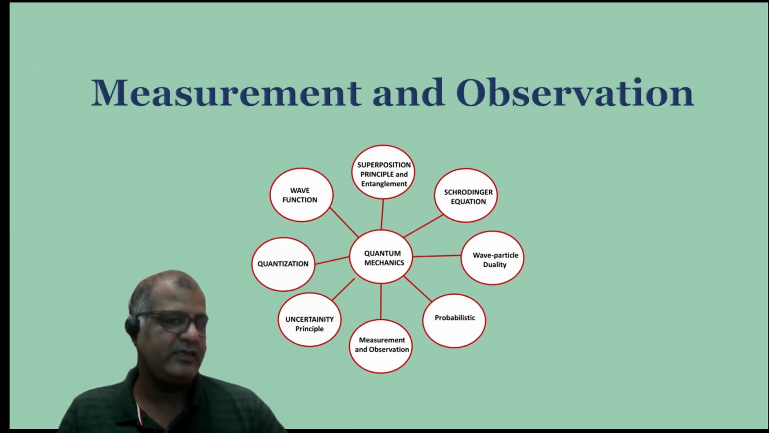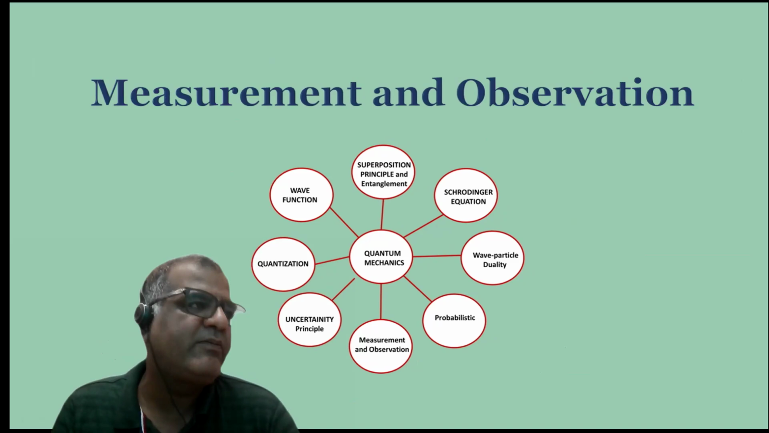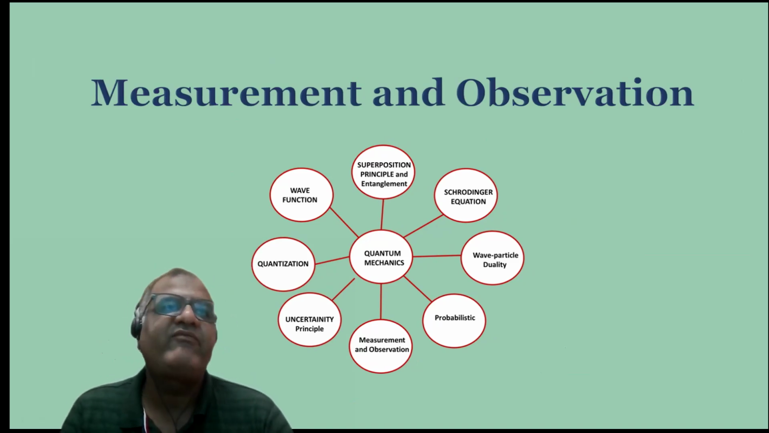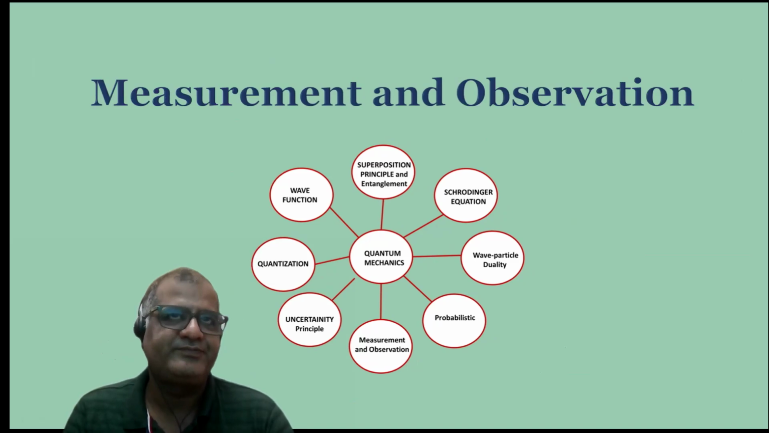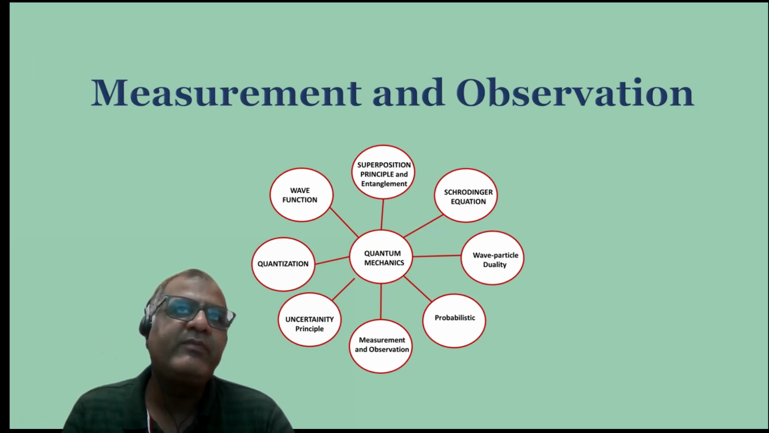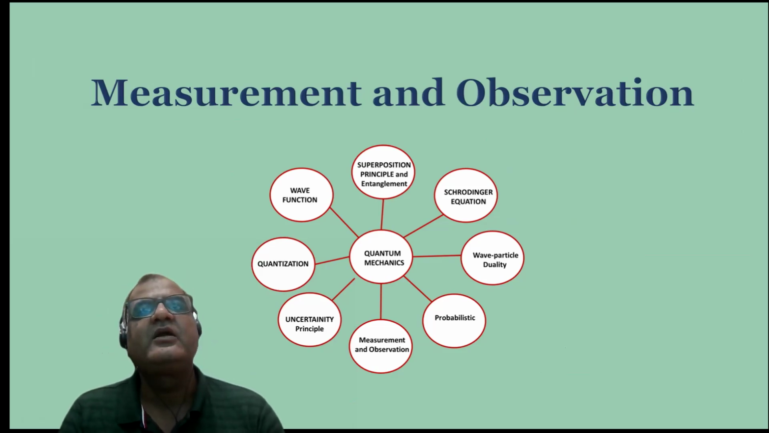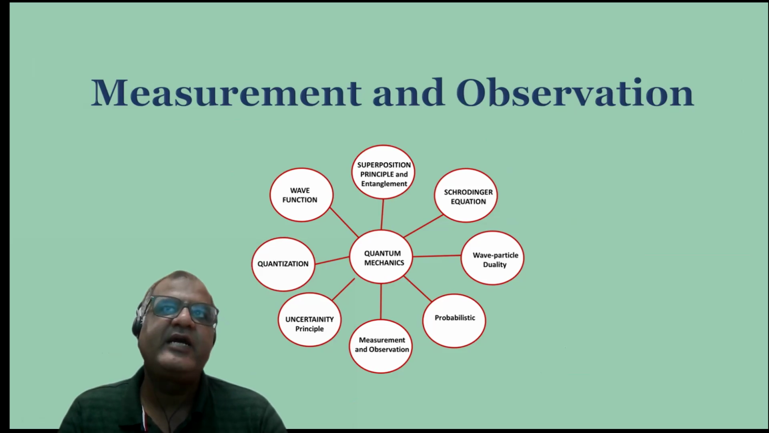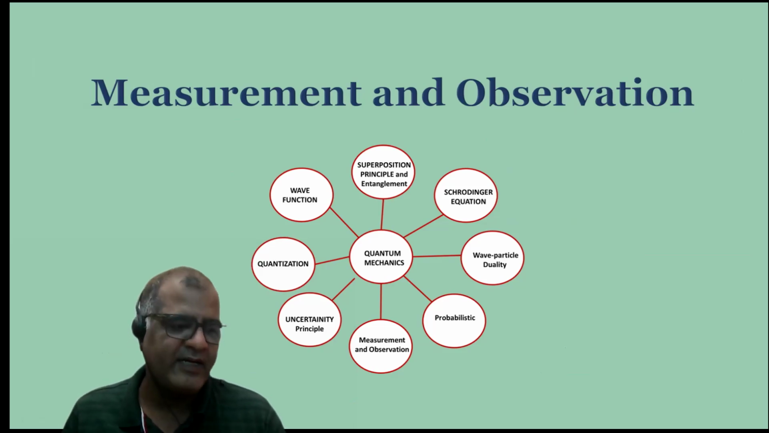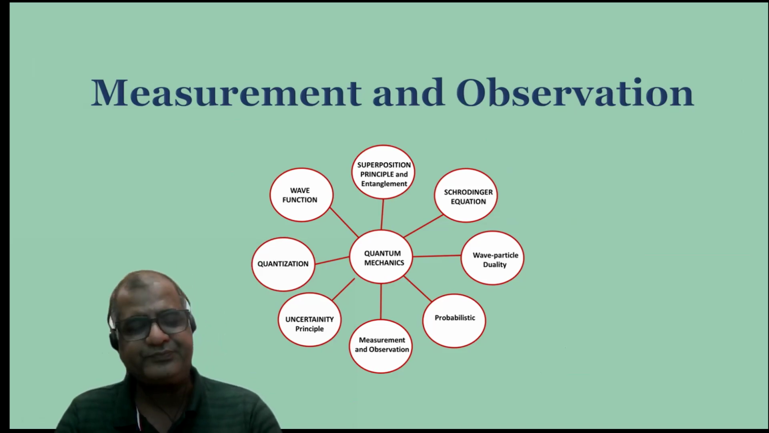Then about the measurement. When you do a measurement in a classical system, it does not affect the system state. While that is not true in quantum mechanics: when you do the measurement, the system collapses to one of its possible results, or one of its possible outcomes. That is called an eigenstate. So in quantum mechanics, the measurement affects the state.